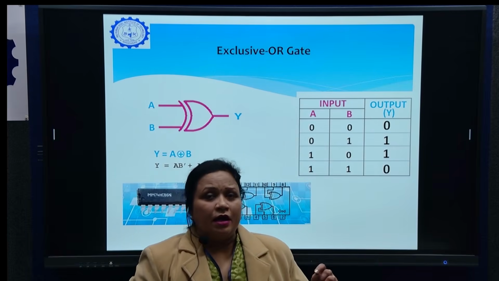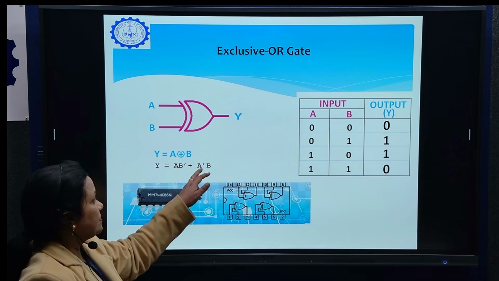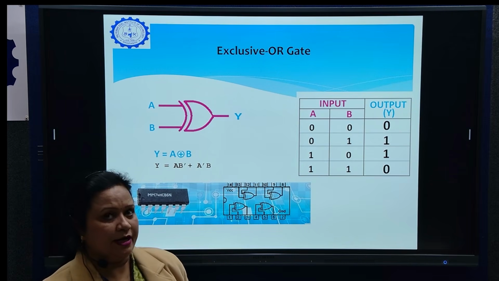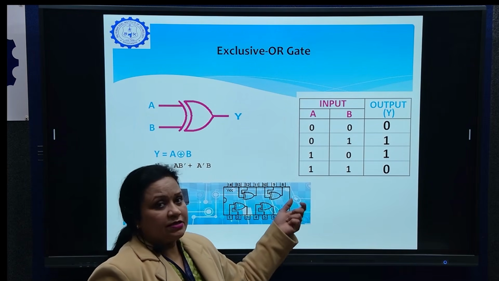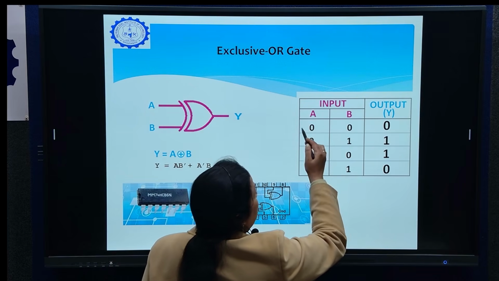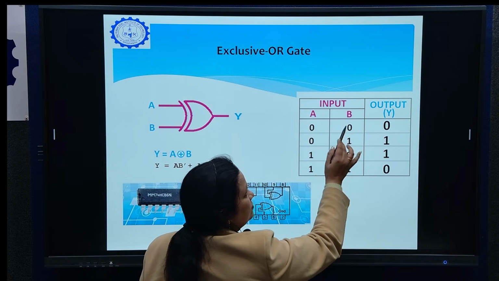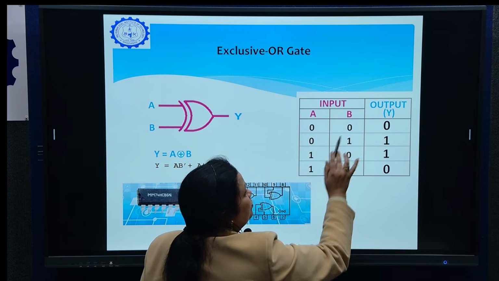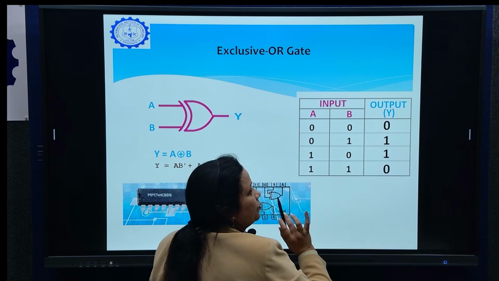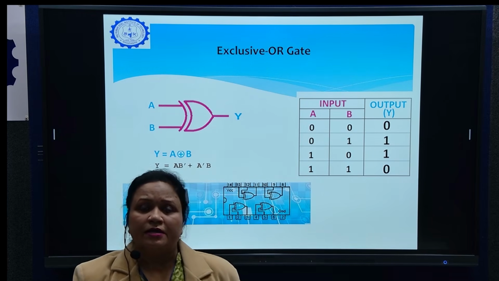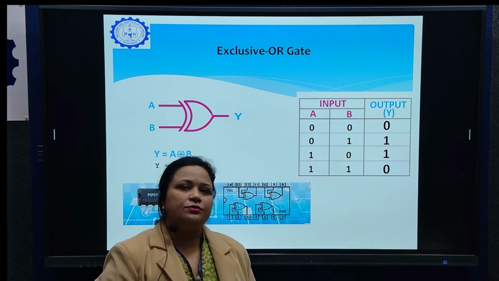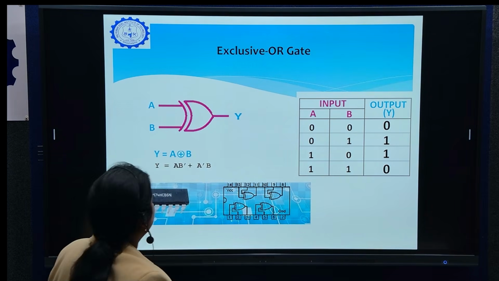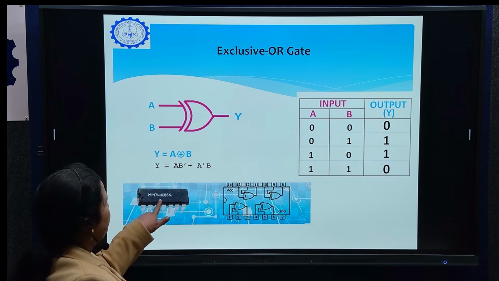Now from this table, again and again we can't do this whole exercise: a then b bar, then a bar and b, and then multiply and then addition, right. So we can conclude something from this table: whenever the inputs are similar, like 0 and 0 gives 0, 1 and 1 gives 0. That means XOR operation means similar inputs will give you 0 output and dissimilar inputs will give you 1 output, correct. The IC number for XOR is 7486.